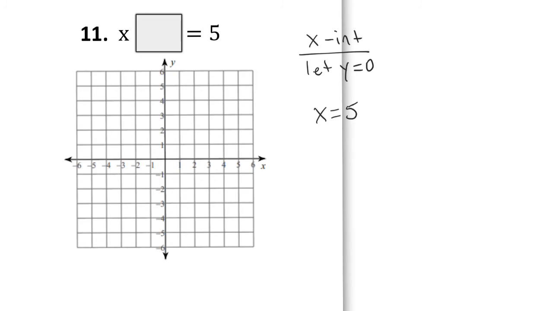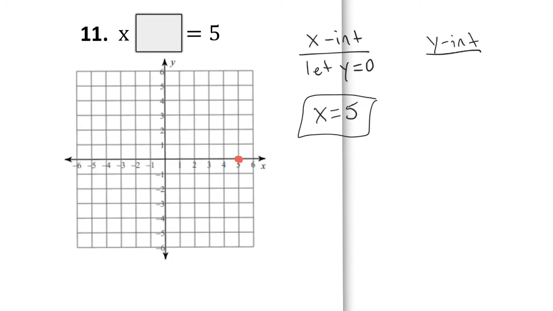So you guys see that my x-intercept is right here. Let's go ahead and make a point on that x-axis at positive 5. Remember, the origin is right in the middle, 0, 0. So 1, 2, 3, 4, 5, and I make a point right here. Now I'm going to find my y-intercept.